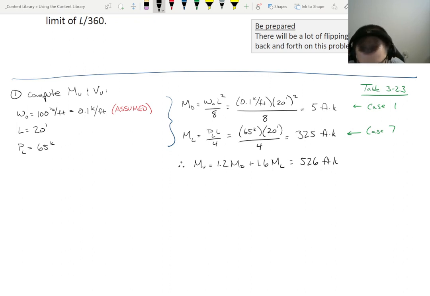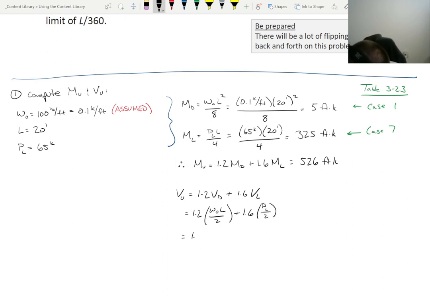Now for the shear, I'll go ahead and do the shear now. Again, as we have stated multiple times, at this point the shear doesn't really matter all that much for typical design. So much so that I'm just going to lump all that into one formula. So VU is 1.2 times w naught L over 2 plus 1.6 times P over 2. So 1.2 times 0.1 kips per foot times 20 feet over 2 plus 1.6 times 65 kips over 2. And when we chug that out, we get 53.2 kips.